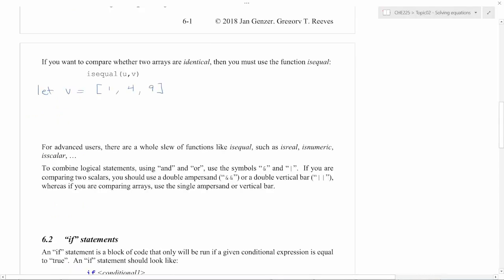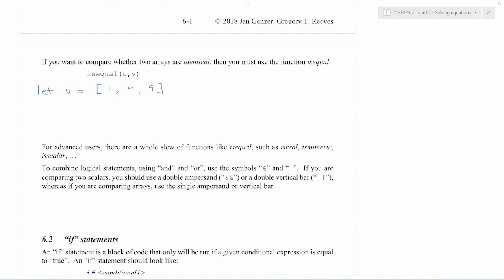If you want to get into it a little bit deeper, there are a whole slew of functions like isequal. You can ask things like isreal. So if you have a number, a scalar, and you want to know if it's a real number, maybe it's a complex number, right? So you want to know, is it a real number? There's a function called isreal. If you have a variable and you don't know if it's a numerical variable, maybe it's a string or something else, you can ask the question, isnumeric? You can ask if something is a scalar, whether it's a vector or a scalar, so isscalar, etc.